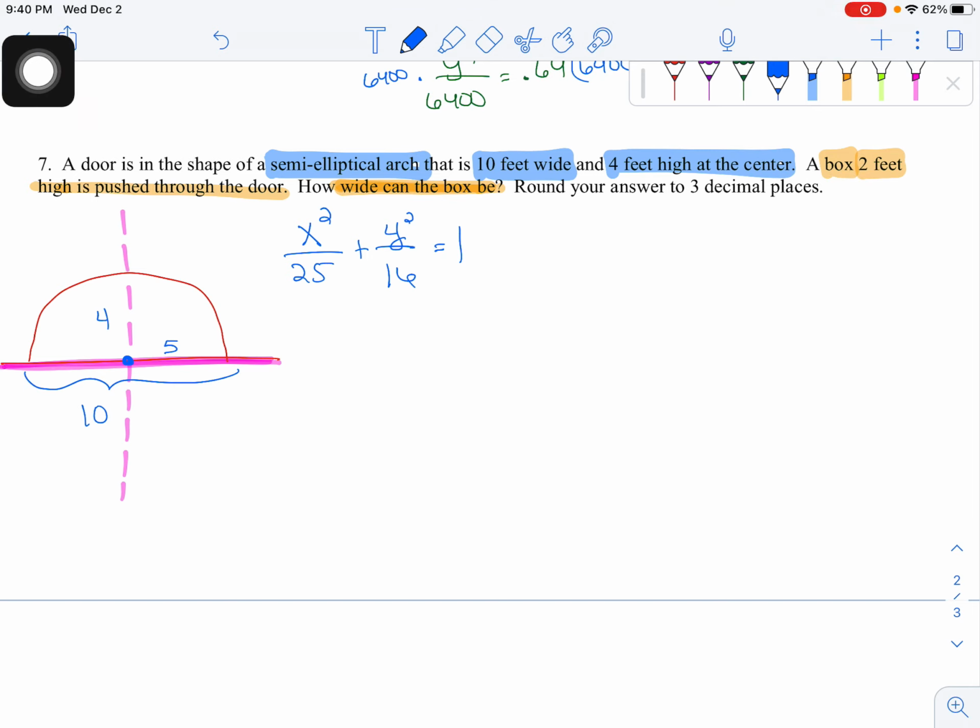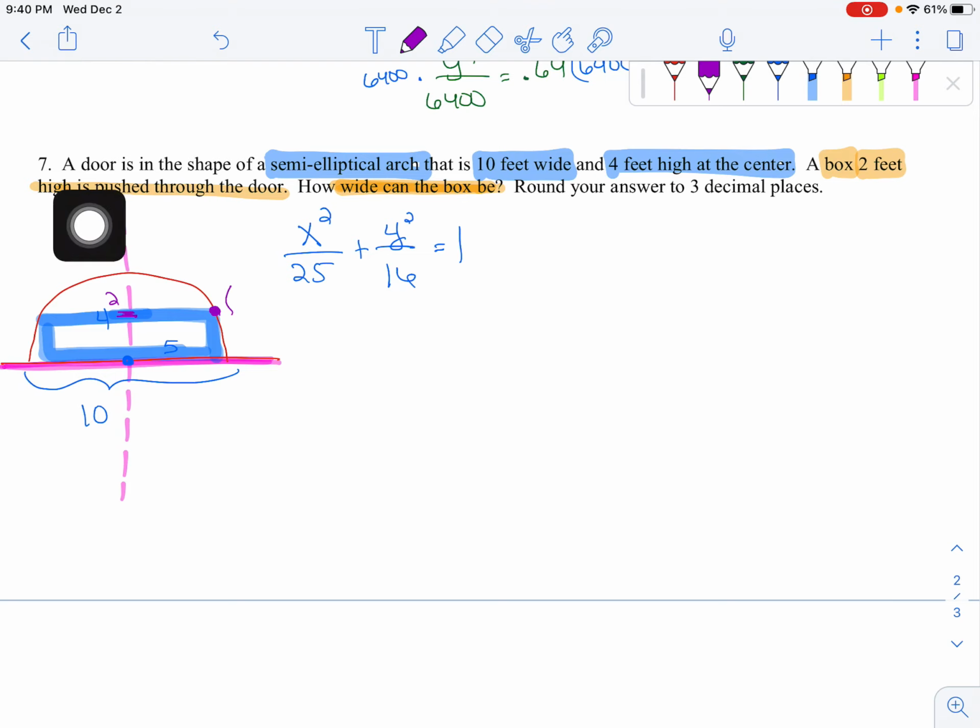Now, it says that a box that is 2 feet high is pushed through the door. So we have a box here that is 2 feet high, and what we want to know is how wide that box could possibly be and still fit within the doorway. Okay, so a couple of things that we want to be careful about. We know that it's 2 feet high here for the box. What I don't know is how wide it can be. So I'm trying to figure out this point right here, because that point would be the x value that is the widest x value on one side that it could be.